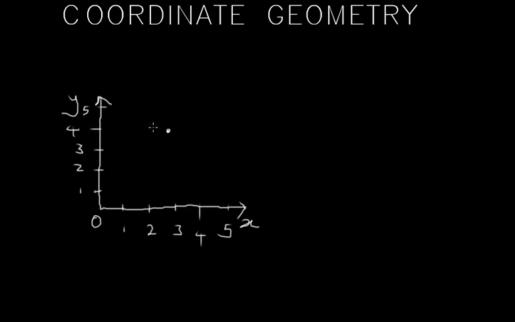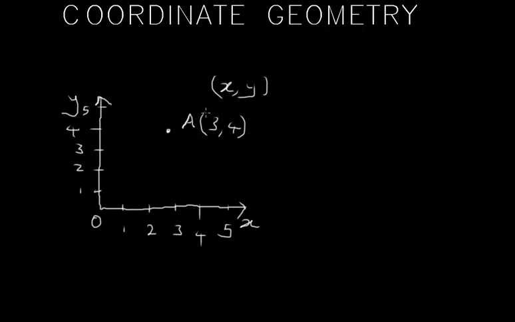Okay? So if we are given a point A, this point A can be identified by its x-axis coordinate and its y-axis coordinate. So A would then have the coordinates 3, 4. Coordinates are always given in the form x, y.